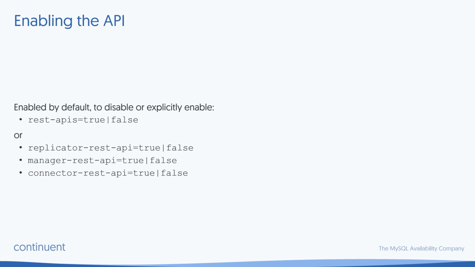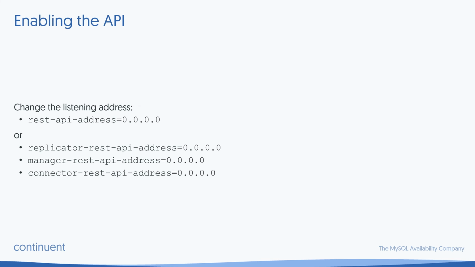The API itself is enabled by default, but if you want to disable it or explicitly enable it, you can use the rest-apis equals true or false option. Or if you want, you can specify the component-rest-api equals true or false for each of the individual components. So replicator, and then the manager and the connector if you are using clustering. Obviously, the manager and connector options are not applicable if you are only using the standalone Tungsten Replicator.